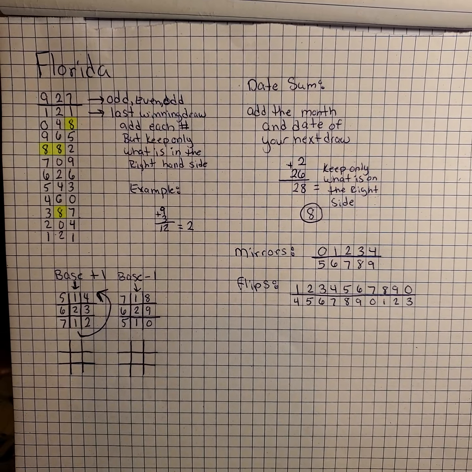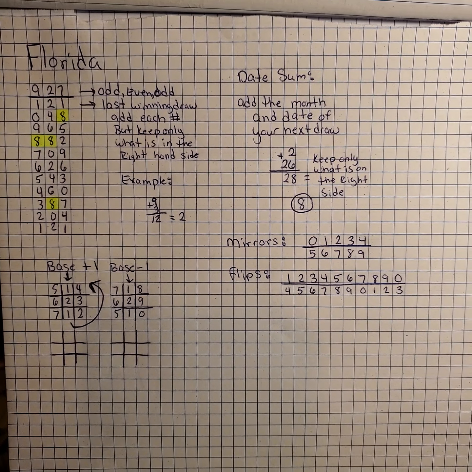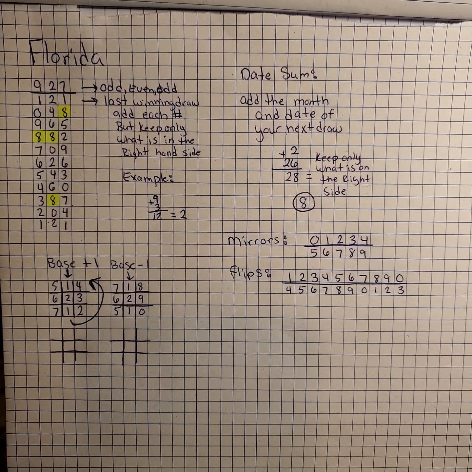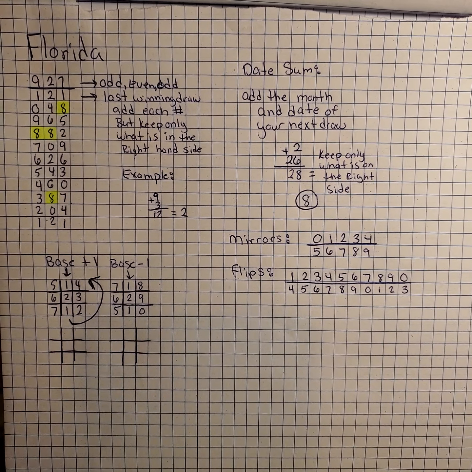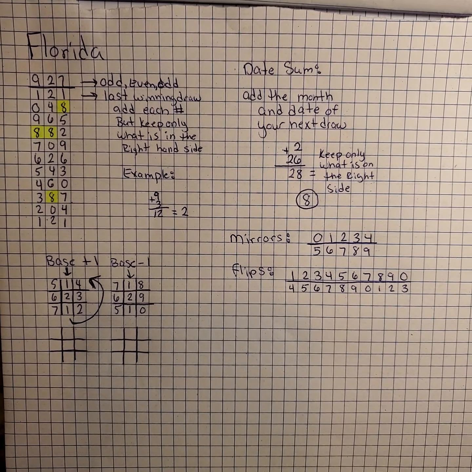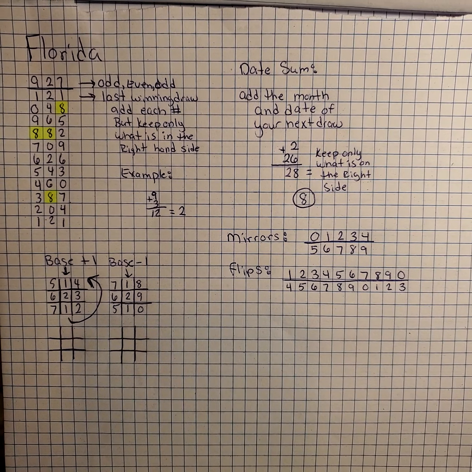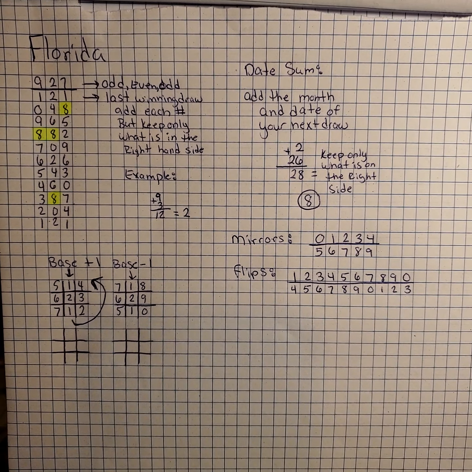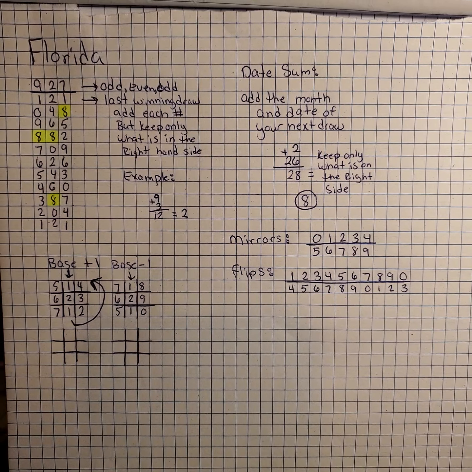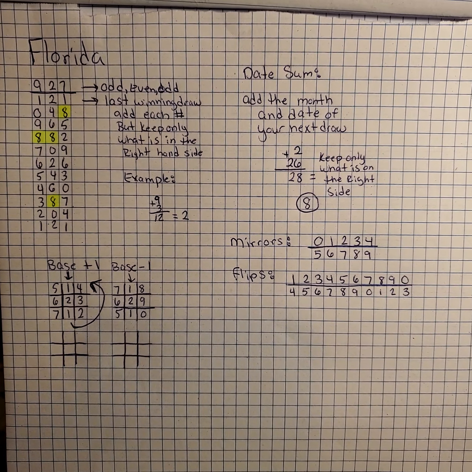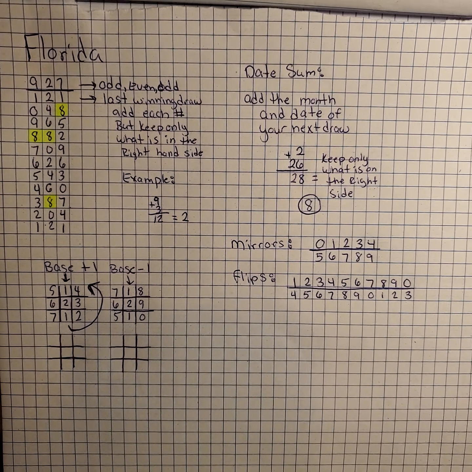Hey y'all, it is Magnolia Money, and today is February 26th, and I wanted to give you guys some information on how to create a 927 rundown for your state, as well as giving you guys some information on how to get your date sum. I also wanted to give you guys the information on mirrors and flips, as well as showing you guys a tic-tac-toe base +1 and a base -1. So we're going to get started here.